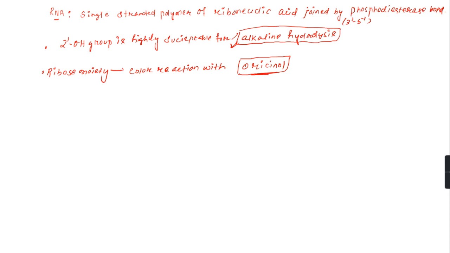Okay. So there are 3 major types of RNA. What are they? These are mRNA, second one is tRNA, third one is rRNA. Let us discuss one by one. mRNA. It is also known as messenger RNA.